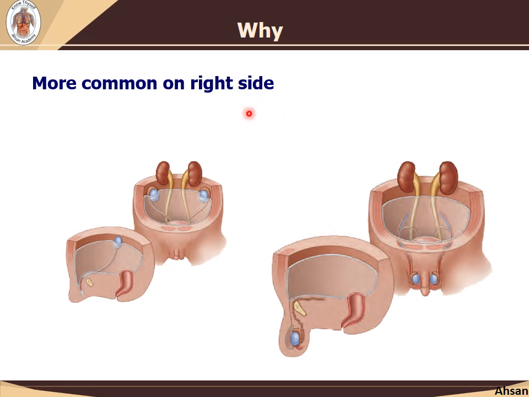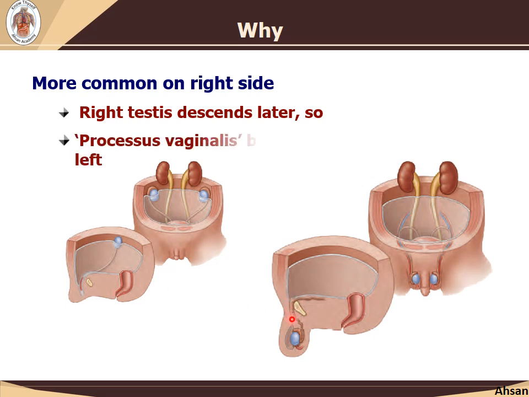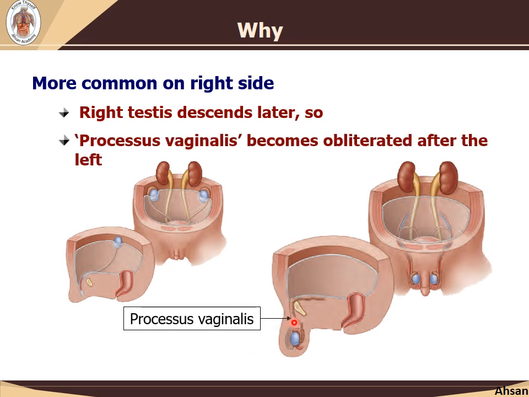It is more common on the right side, because the right testis descends later. You see, when the testis descends, it takes some part of the peritoneum with it. This is the processus vaginalis, and this processus vaginalis remains intact in some cases. So the possibility of remaining intact on the right side is more because it descends later than the left one.